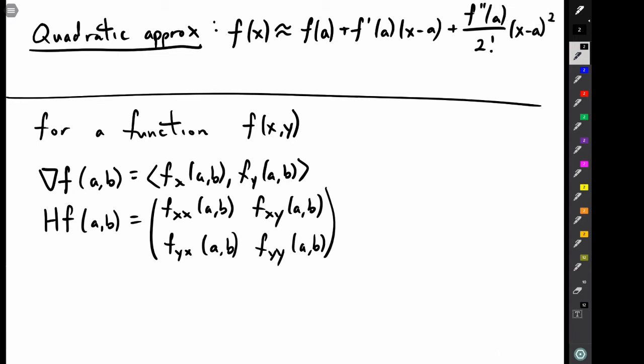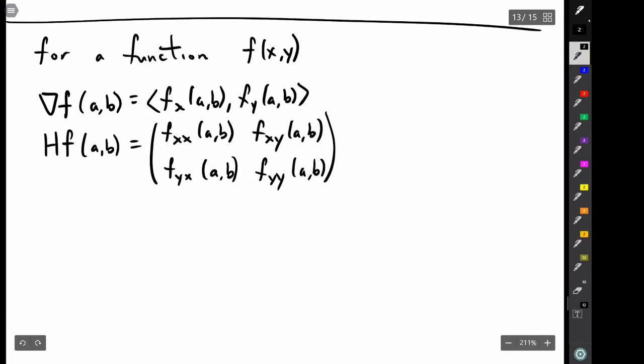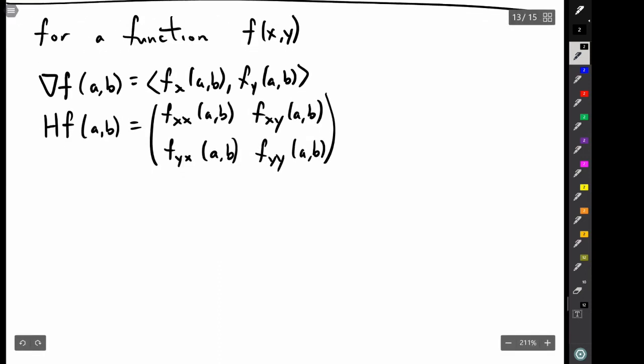So how can we do this? All right. So for the linear approximation, let's do a couple things to help with some notation. We're going to write vector x. This is going to stand for (x, y), okay? And vector a, this is going to stand for (a, b), right?